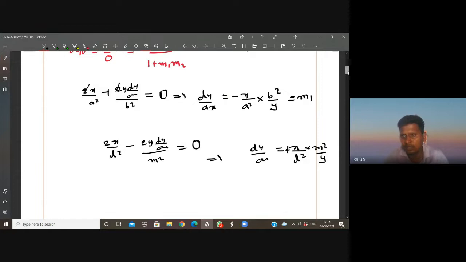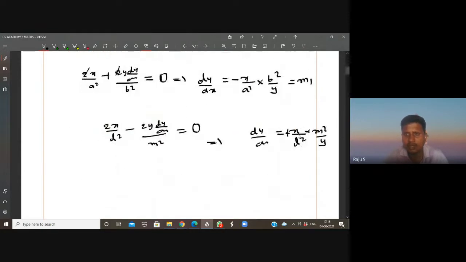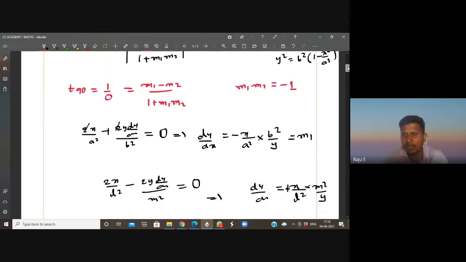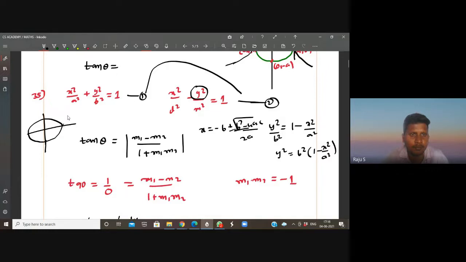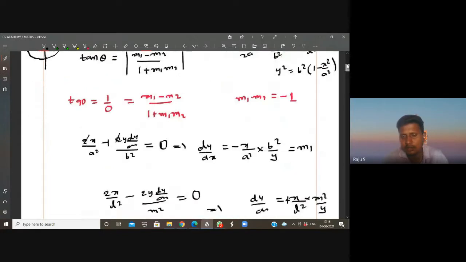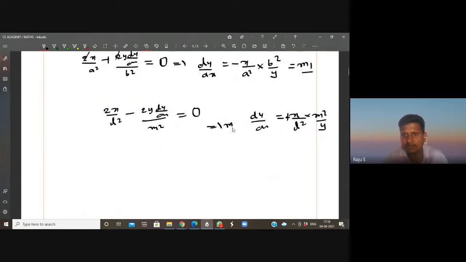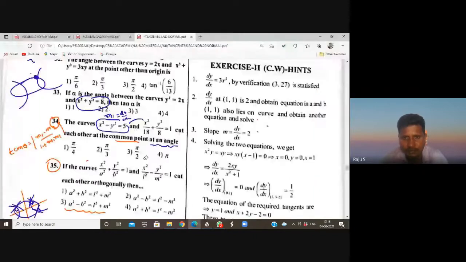But here we have to find the x comma y value by solving these two equations. Students, you have to solve these two equations. You are going to get the common point. First one I'm taking as m1, this one I'm taking as m2. Just find the x comma y value and substitute here. Then you have to take m1 into m2 is equal to minus 1. You will get the answer. Same condition you will get.